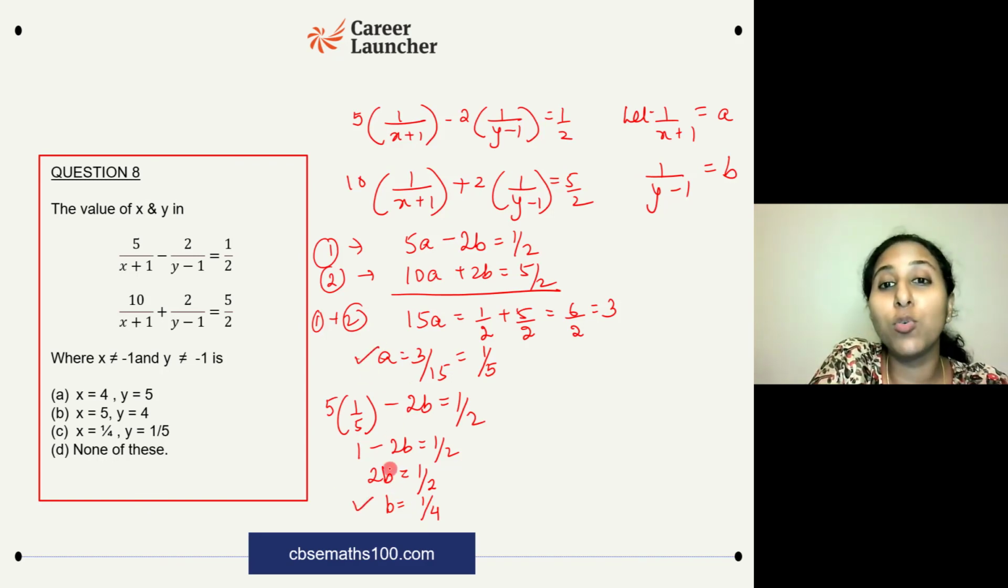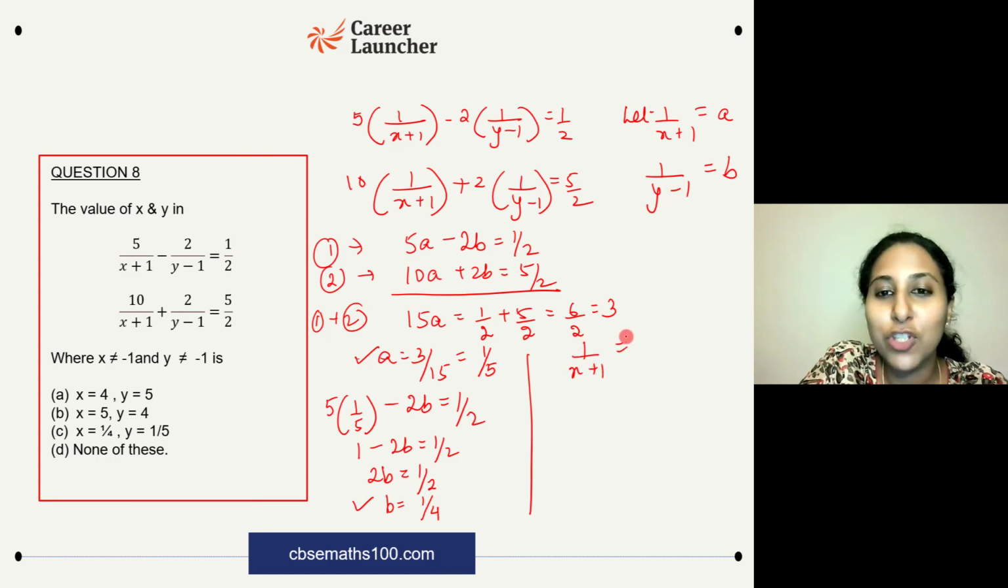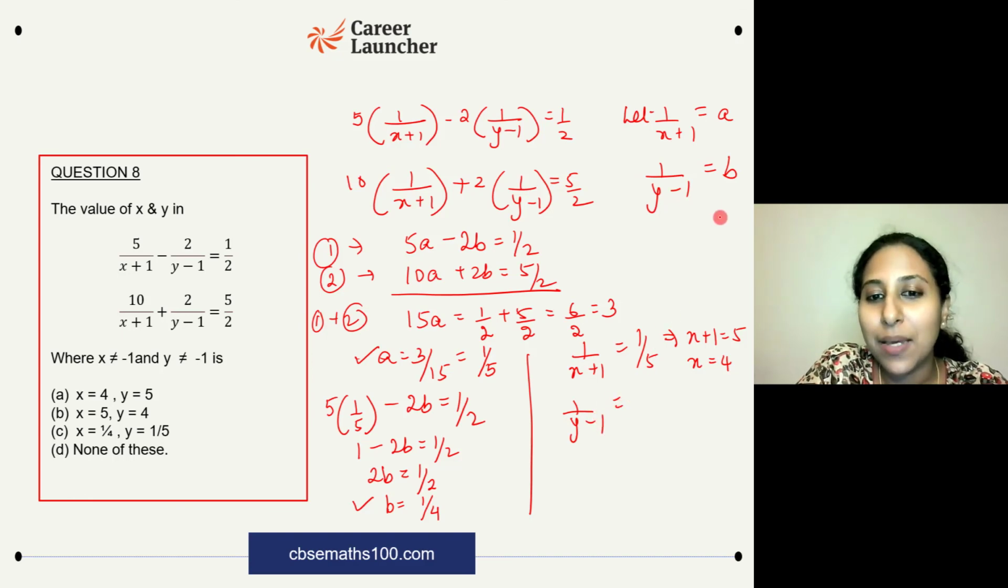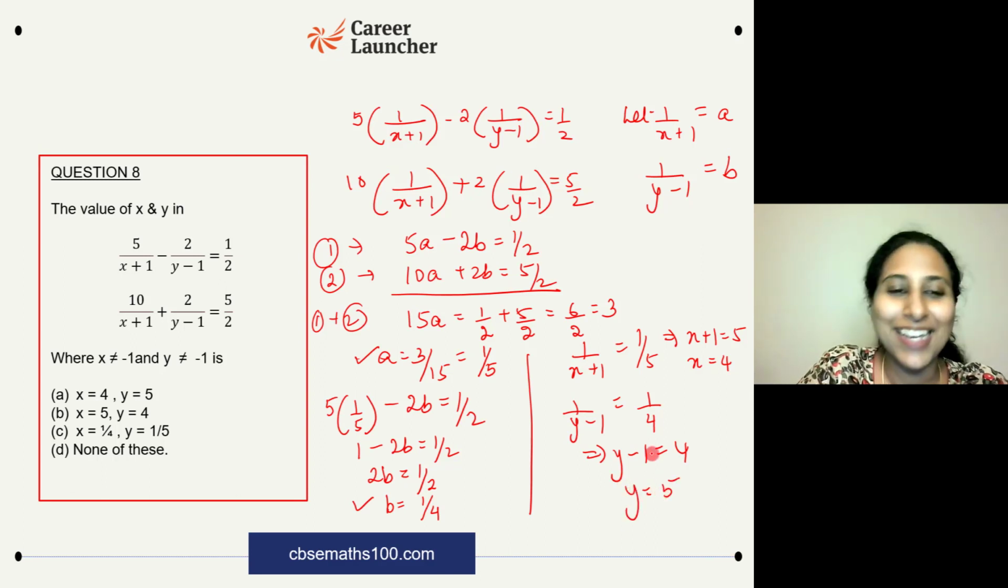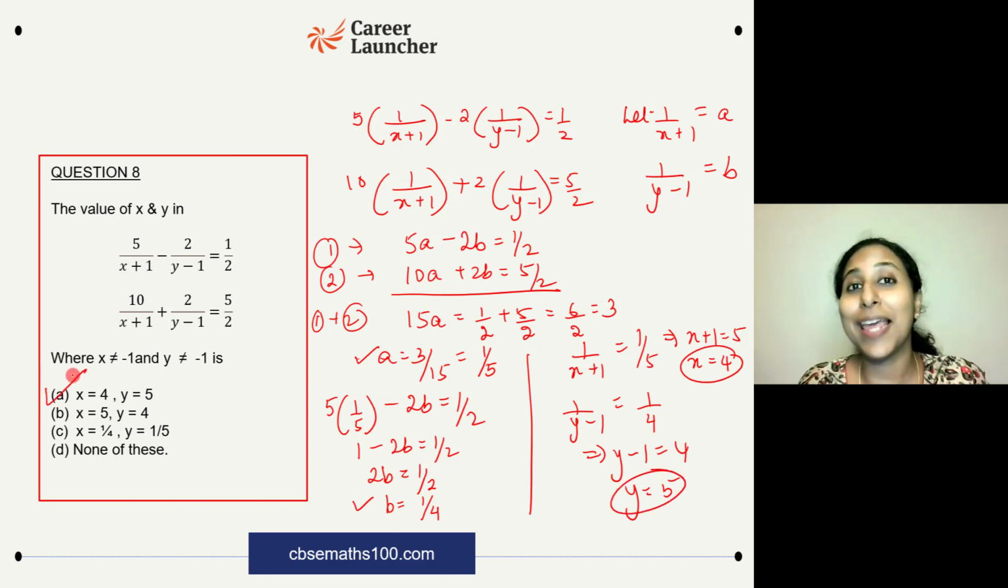Now, both of these could be used to find out the value of x and y. We are having here that 1 by x plus 1 is equal to a, which is 1 by 5. This means that x plus 1 is equal to 5 or x is equal to 4. And look at the second case. You are having 1 by y minus 1 is equal to b. The b value we got is 1 by 4. So 1 by y minus 1 is equal to 1 by 4. This also means that y minus 1 is equal to 4 or y is equal to 5. So the answer in this case would be x equals 4, y equals 5, which we get in option A.